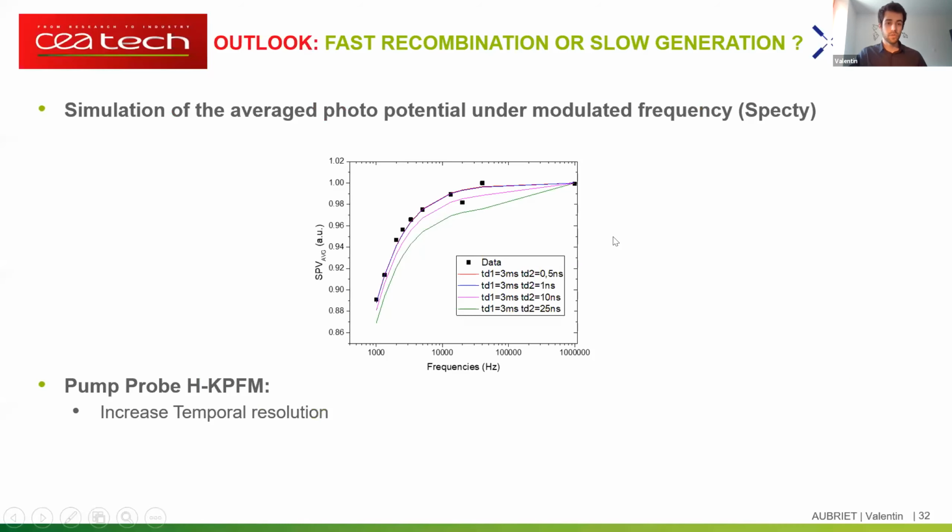At this point, the next step is to determine if we have a fast recombination or a slow generation. That can be done by using some simulations, as represented here, in order to evaluate which scenario is the most favorable. Then we will use the pump-probe heterodyne KPFM approach in order to experimentally resolve the surface photovoltage and determine if we have a fast recombination or a slow generation.